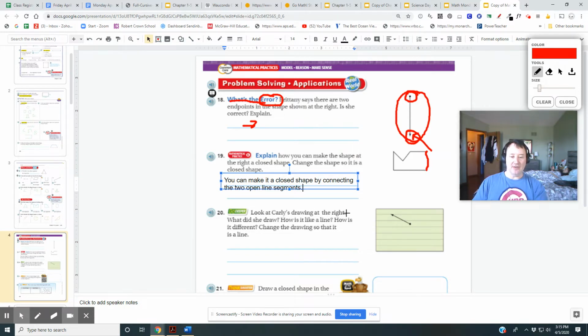Look at Carly's drawing at the right. What did she draw? How is it like a line? How is it different? Change the drawing so that it is a line. Okay, so look at Carly's drawing to the right. What did she draw? She drew a ray. How is it like a line? One side goes on forever. One side has an endpoint. Change the drawing so that it is a line. Okay, all I would do is make an arrow like that.